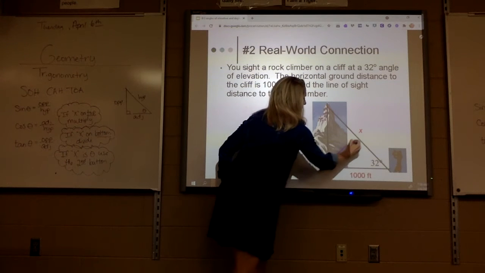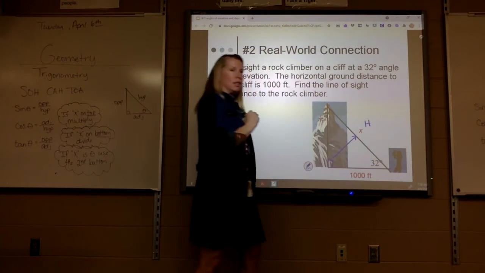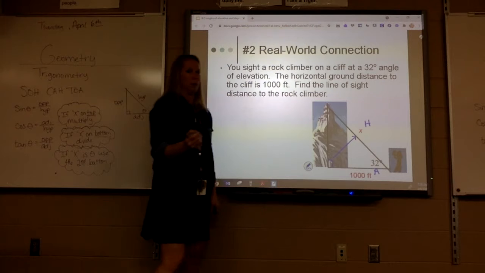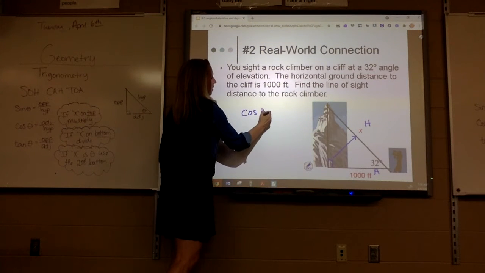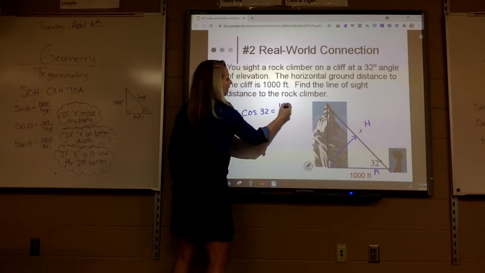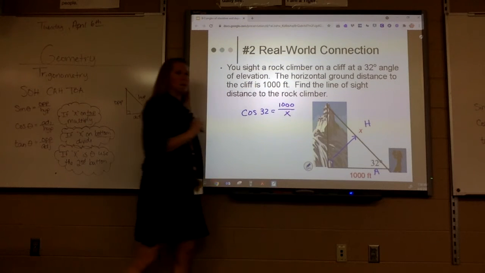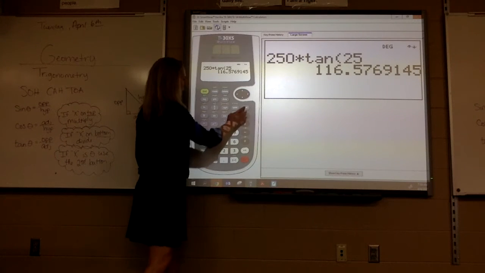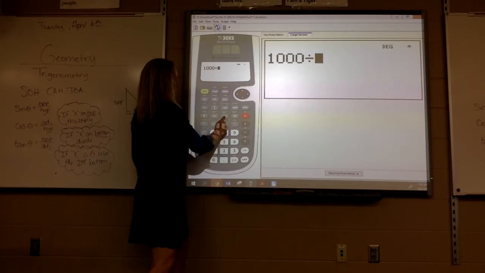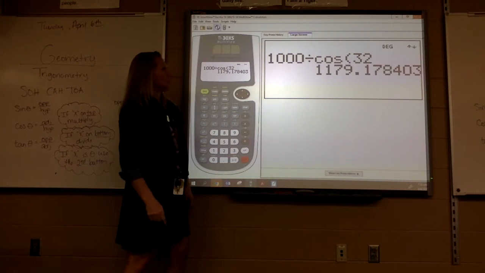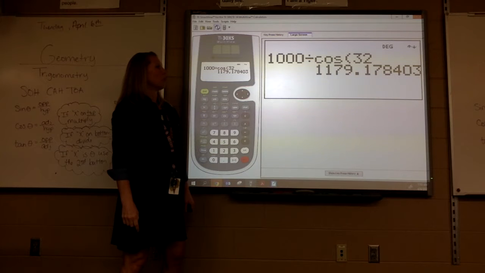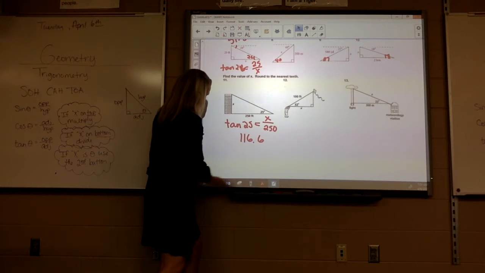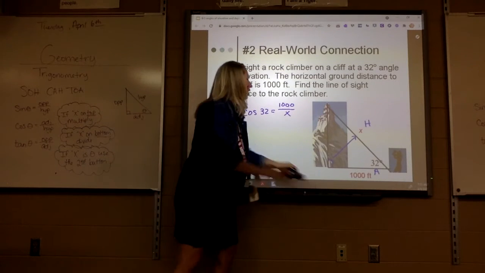So on this one, I know this side's my hypotenuse. What is this side? Adjacent. So which trig function would we use? Cos. Cos 32 equals adjacent over hypotenuse. X is on bottom, so what would I do? Divide. 1,000 divided by cos 32. So 1,179.2. Okay. So it's all word problems.